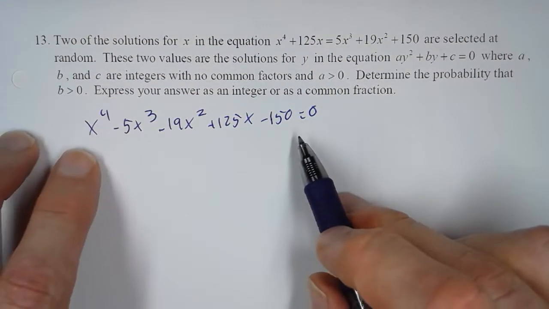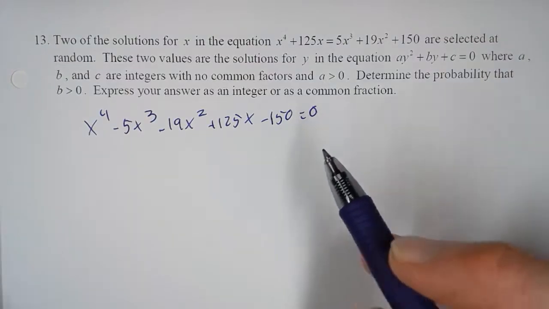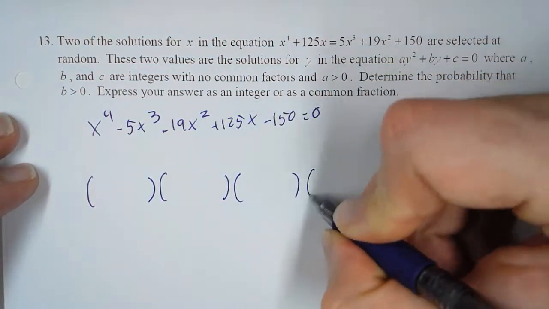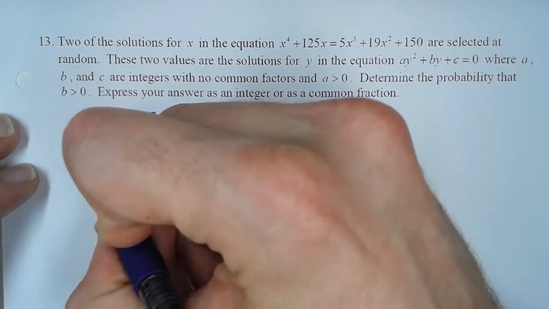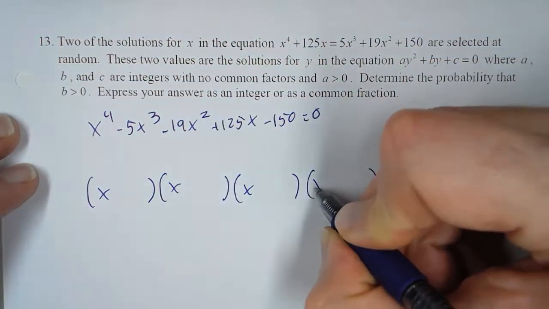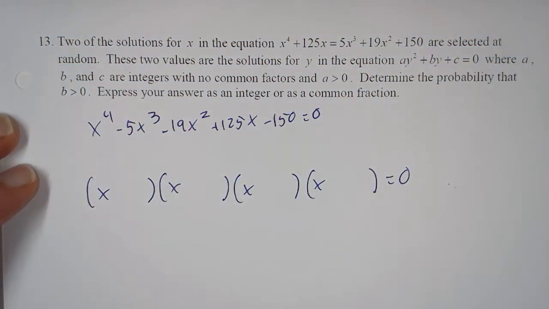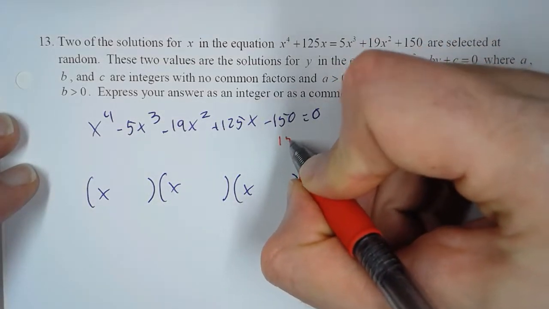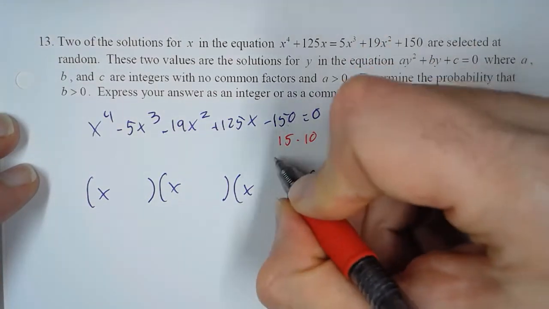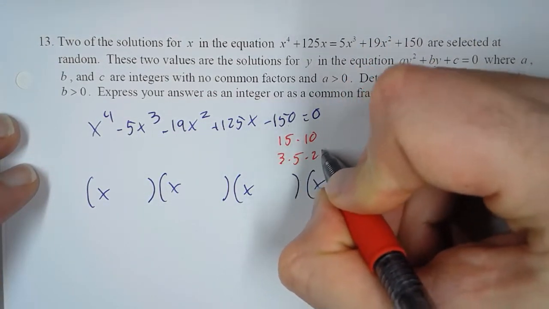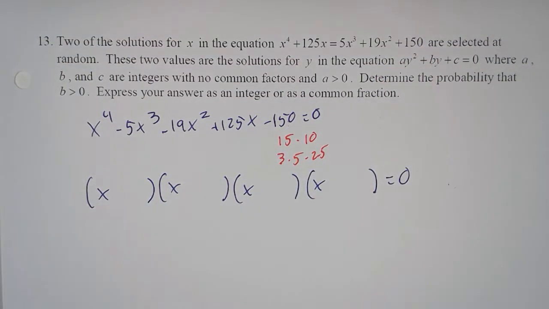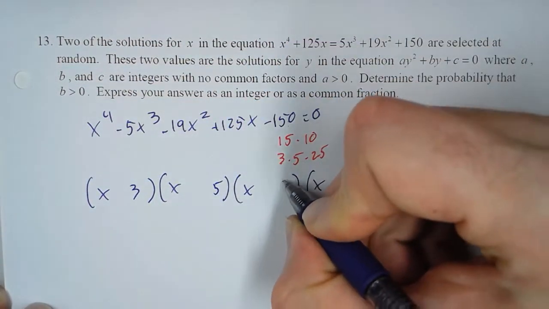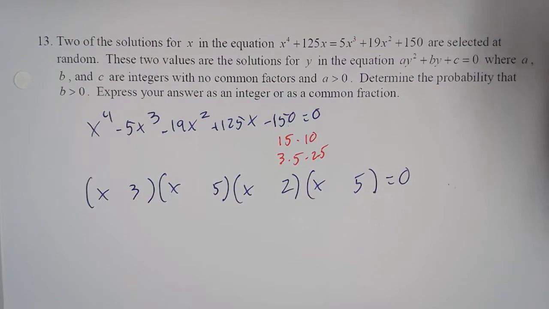Now, normally in an x squared situation, when you have a quadratic, you're going to have two factors. But since it's x to the fourth, you're going to have four factors. Now the question is, what four numbers are going to be here? And the clue is this right here, 150. 150 can be broken up into 15 times 10, and those can be broken up into 3 times 5 times 2 times 5. So that means the numbers here are going to be 3, 5, 2, and 5.